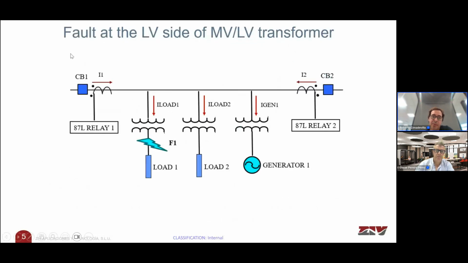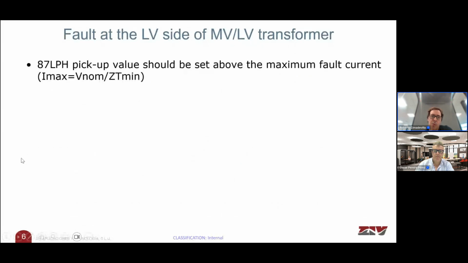Starting with the first case, which is a fault at the low voltage side, we need to set the pickup value of the line differential above the maximum fault current. And to calculate this maximum fault current, we will consider the minimum transformer impedance. So we will use this formula to calculate the fault current.